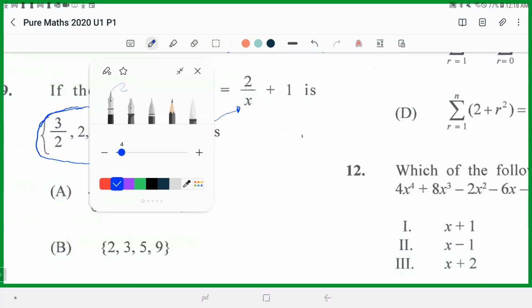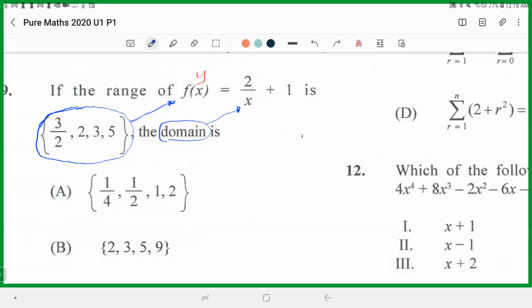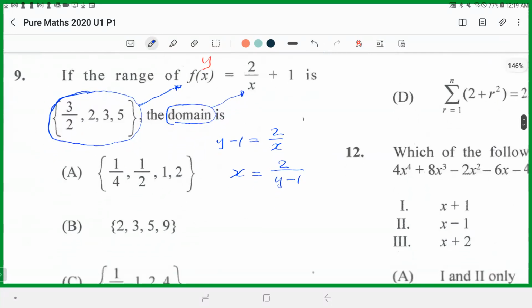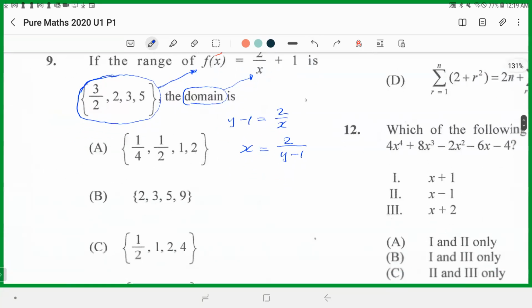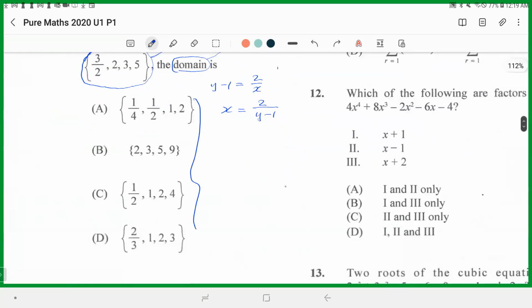So I'm going to care about the 1 first. I'm going to get y minus 1 equals 2 over x. You have to take the reciprocal of both sides, or I can say multiply by x and divide by y minus 1. So x becomes 2 over y minus 1. And then now it's a matter of plugging these values into that for the y and seeing what the x is, and seeing which of these answers correspond.